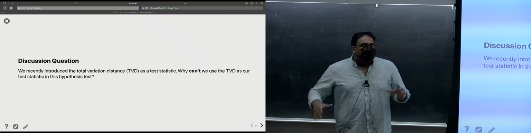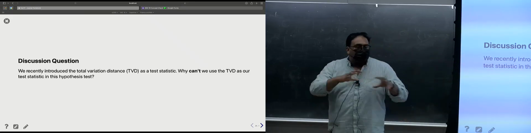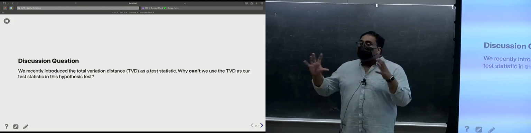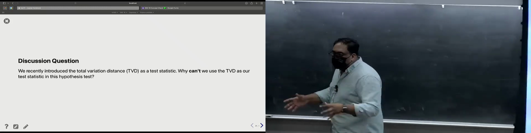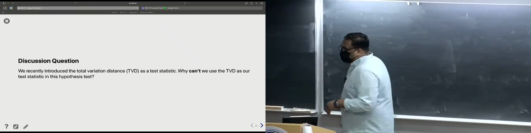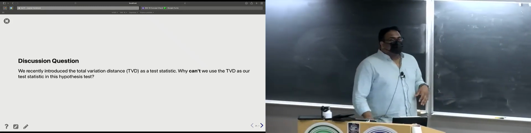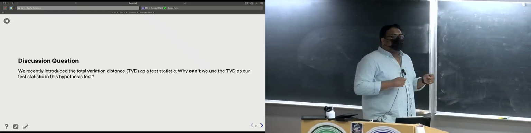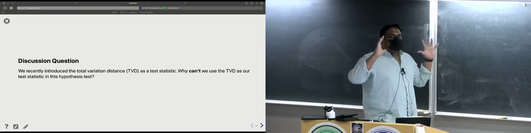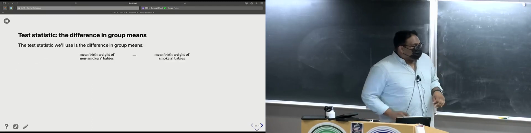All we have are weights of smoking babies. Those are all numbers. We drew a histogram for them. And weights of non-smoking babies. Those were all numbers, and we drew a histogram for them as well. So there's no categorical distribution here, so there's no use for the TVD. Do we agree? Okay. TVD, only for categorical distributions.